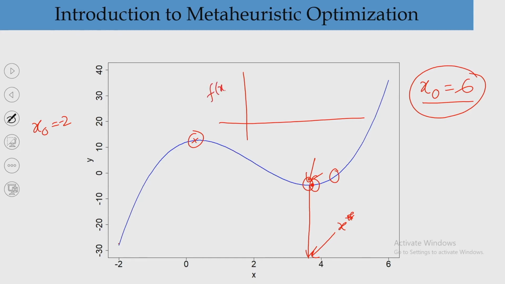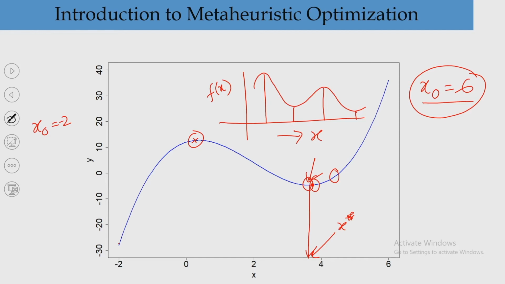So, this is f(x) and this is x. Suppose the function is like this. So, we have one solution here, and this is a maximum point. We have another solution, this is also a maximum point, this is another point, this is a minimum point, and this is also a minimum point.